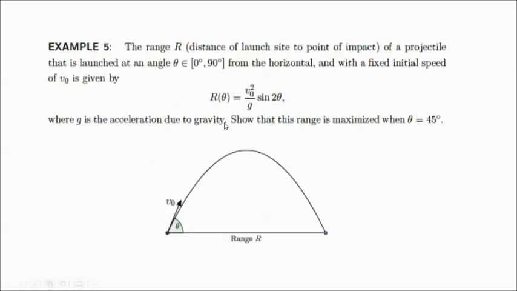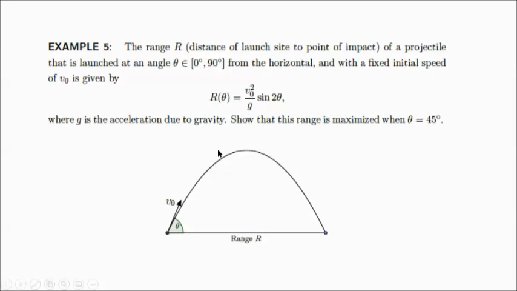Okay? Another example. So this one. Let the range be R, class, which is the distance of the launch site to the point of impact. So like this one. This is a projectile. So the range, let's say you threw something there. So that is how far it reached. So the range is this. Okay? So the interval is 0 to 90 degrees.